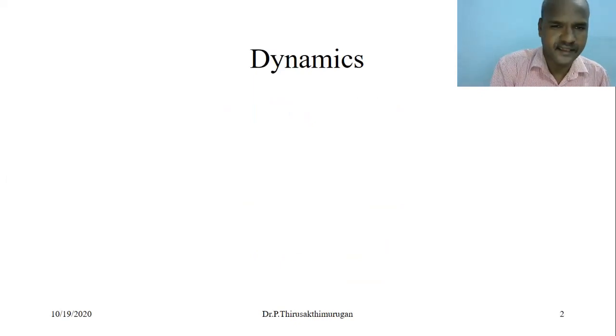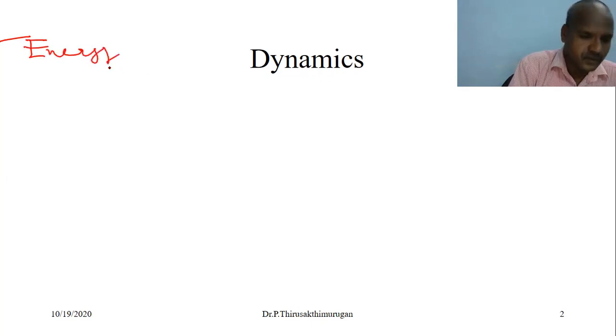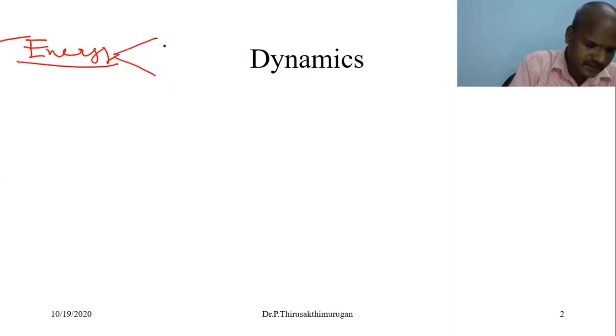For this dynamics, we basically study how much energy is accumulated in the robo arm. We are going to first study kinetic energy and total energy. In this energy, we are going to estimate two things: one is kinetic energy, the other is potential energy.